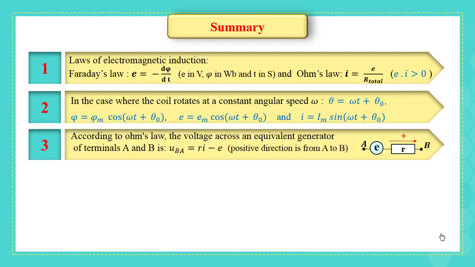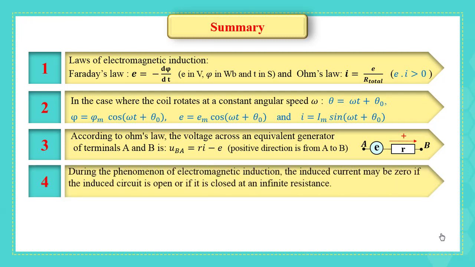3. According to Ohm's law, the voltage across an equivalent generator of terminals A and B is UAB equals Ri minus E. Positive direction is from A to B in this example. 4. During the phenomenon of electromagnetic induction, the induced current may be 0 if the induced circuit is open or if it is closed at an infinite resistance.